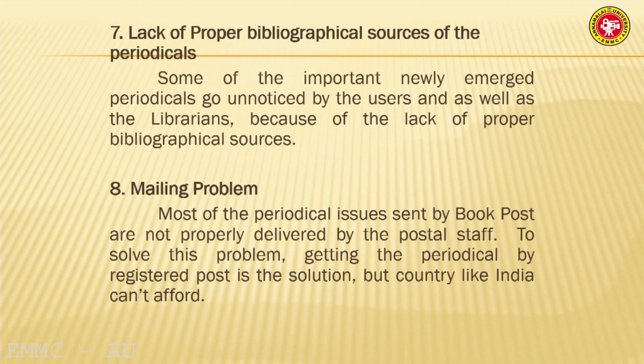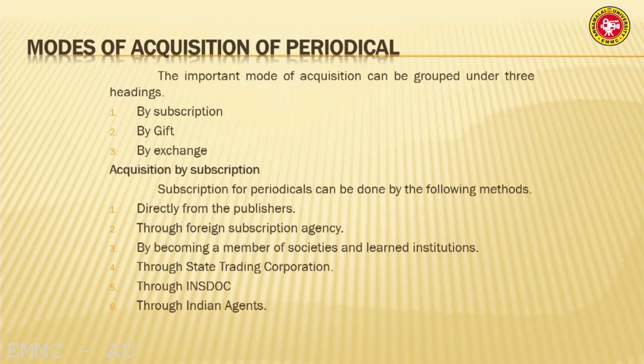Then the seventh one is the lack of proper bibliographic sources of periodicals. Sometimes we don't have any bibliographic sources. Ulrich's International Periodicals Directory is the best source, and it is available online. But in olden days it was only in printed copy, costing more than lakhs, so it was difficult for every library to purchase. Then the mailing problem is also one of the main problems. The last one is modes of acquisition of periodicals.